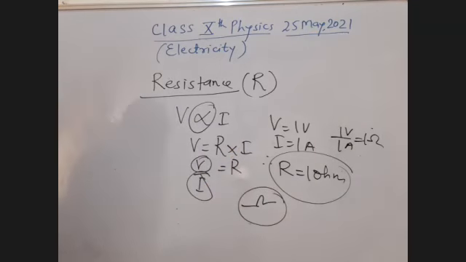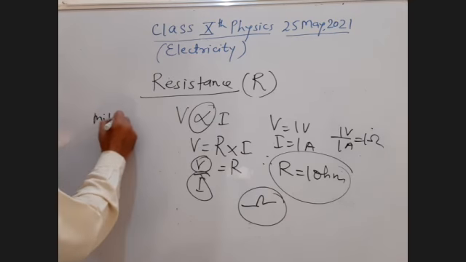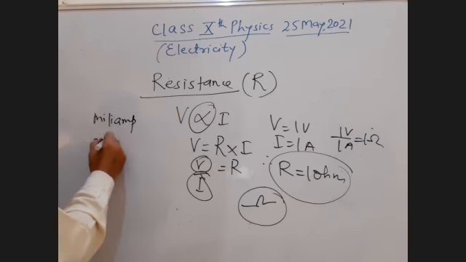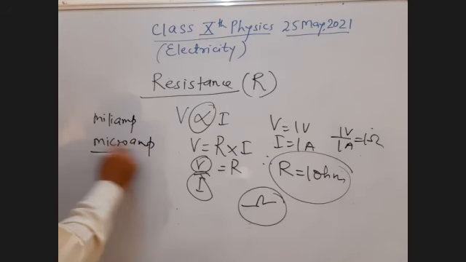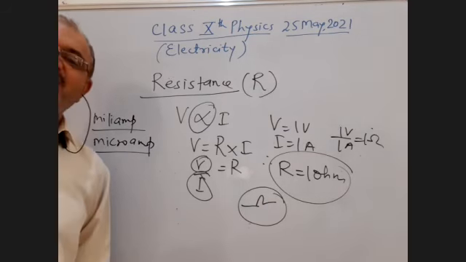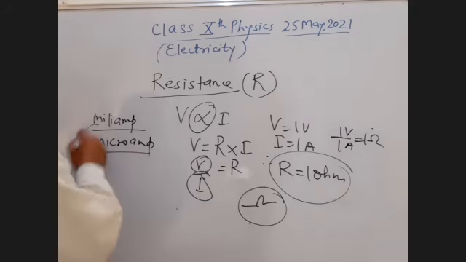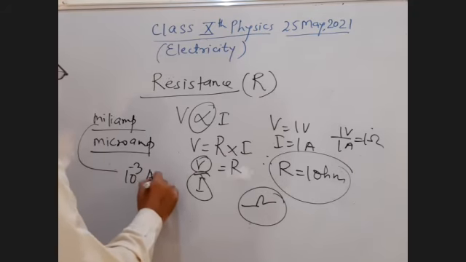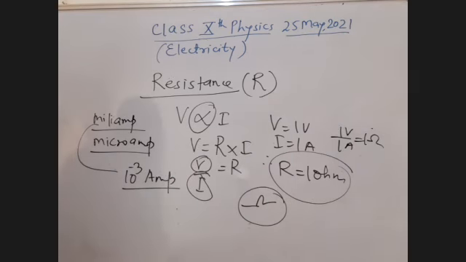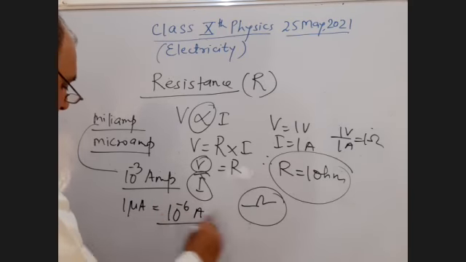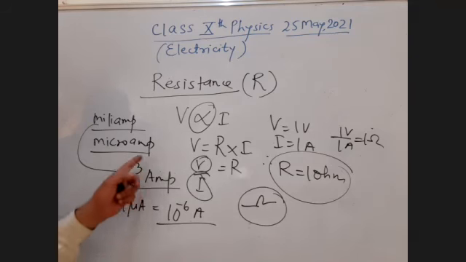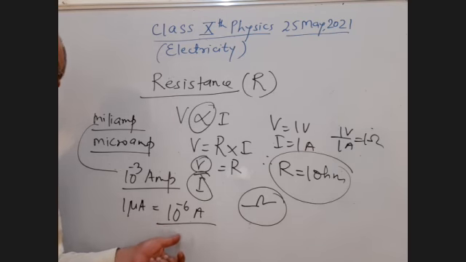The two terms which I am going to discuss with you are the milliamp and the microamp. Now, students, for milliamperes current, milli means 10 raised to power minus 3. Micro ampere means 10 raised to power minus 6 ampere. Very, very important term. Please remember, 1 milliamp is equal to 10 raised to power minus 3 amperes, and 1 microampere is equal to 10 raised to power minus 6 ampere. Very, very important terms.